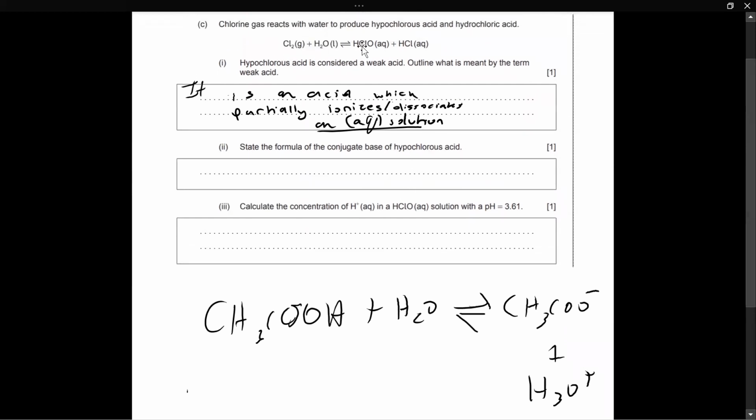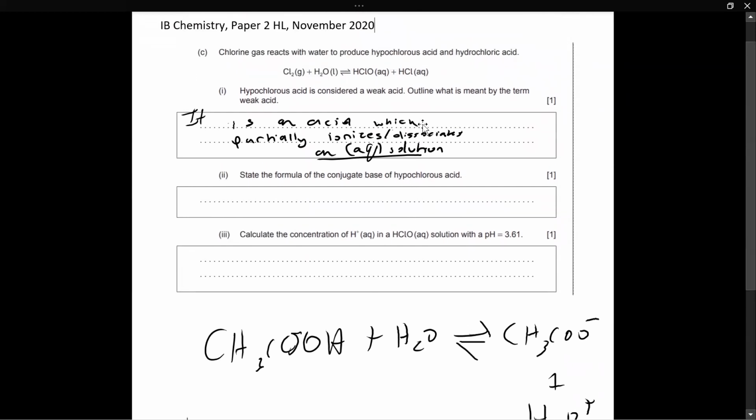So in hypochlorous acid, which is HClO, if HClO gives off one of its hydrogens, what will it form? What will be the conjugate base? Well, it will be ClO−. Simple as that. That's all you needed to know. That's the conjugate base.